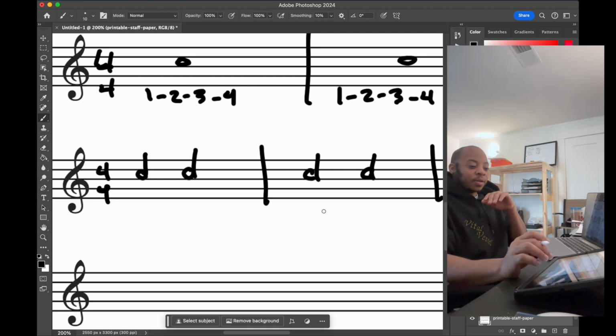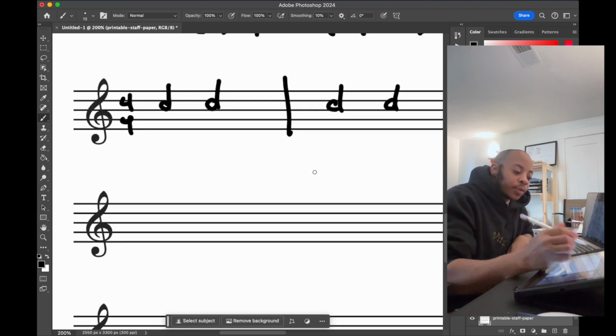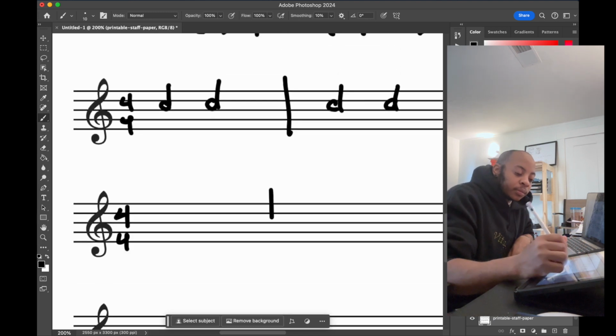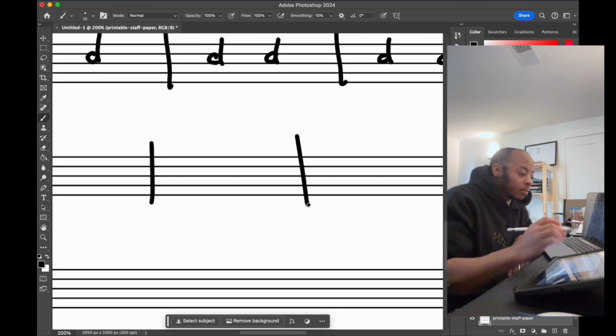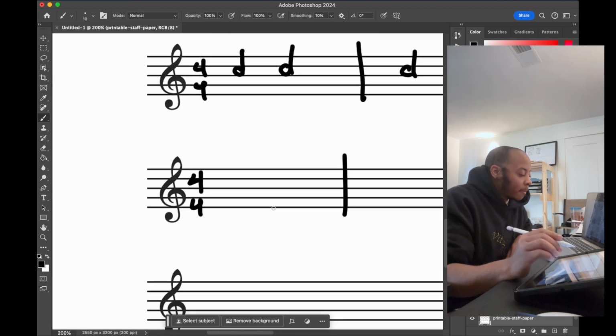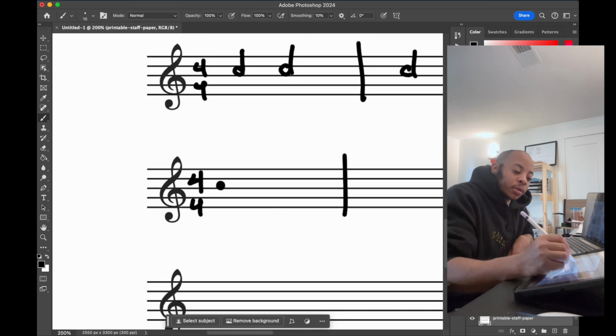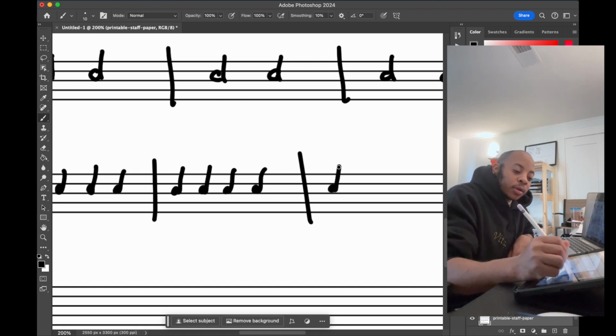So we'll get to this a little bit later. Well, no, let's just finish this part. 4, 4. Right here will be quarter notes. Remember, a quarter note is a closed-in circle, oval, with a stem. So you can have 4 of these to equal 4, 4.